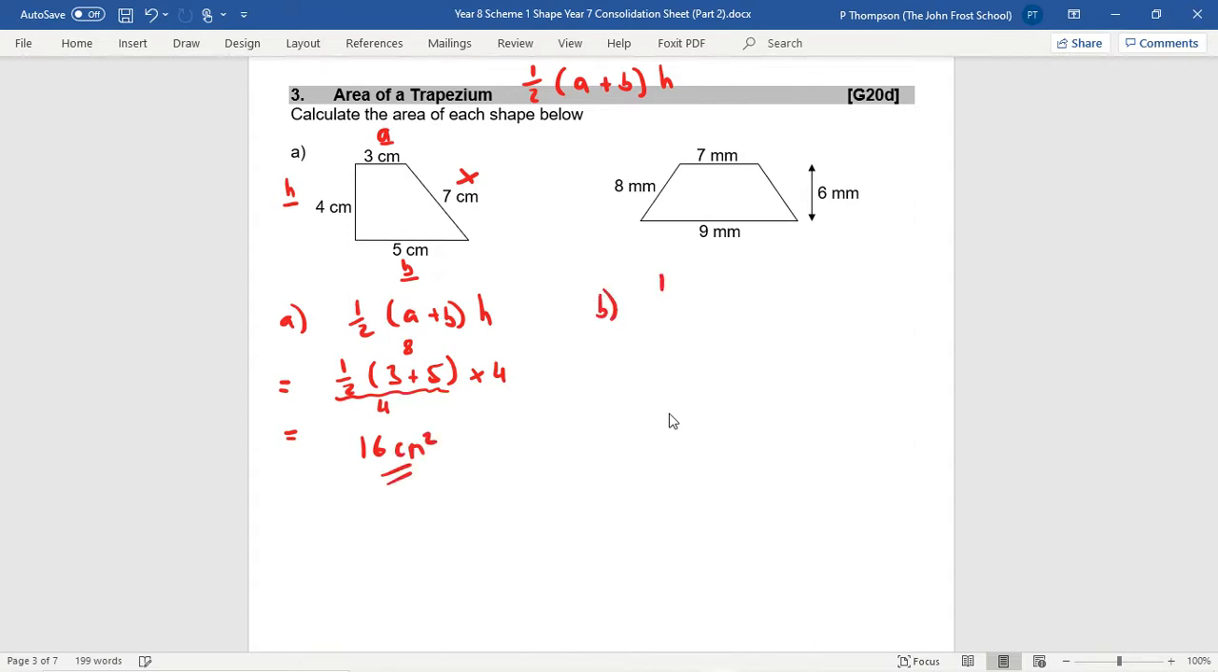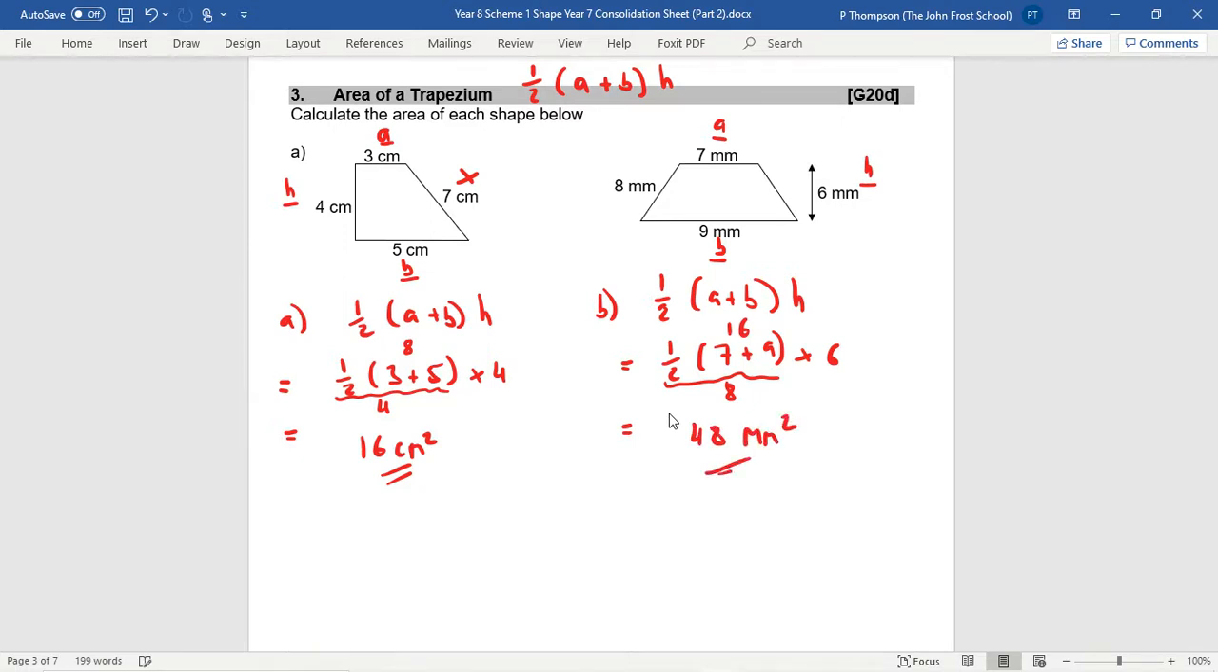Again, part B, I know it's a trapezium, so I'll write the formula down again. Sorry, 1/2 bracket A add B, H. All right, so now A is 7, B is 9, and H is the straight height, which is 6. So it's going to be 1/2 of 7 plus 9 times 6. Again, work it out. The bracket this time is worth 16. Half of 16 is 8. 8 times 6 is 48. This time round it's going to be millimeter squares. Job done.